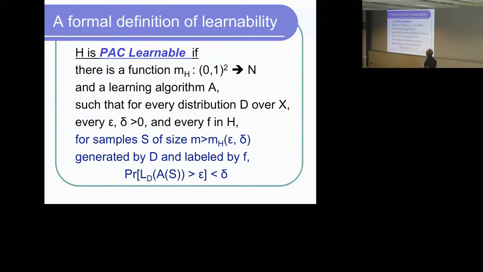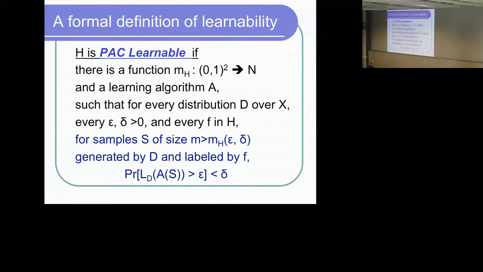Okay, so let us just formalize it. We have this notion of a class being PAC learnable. The class is kind of my prior knowledge. And this is a very central definition, so it's worthwhile paying attention. PAC stands for probably approximately correct. At the beginning, it sounds like a very weak requirement. I'm telling you, I'm going to be probably approximately correct. But it is a very strong requirement.